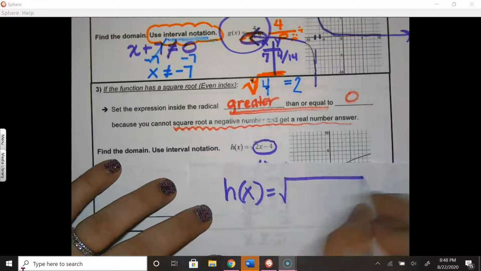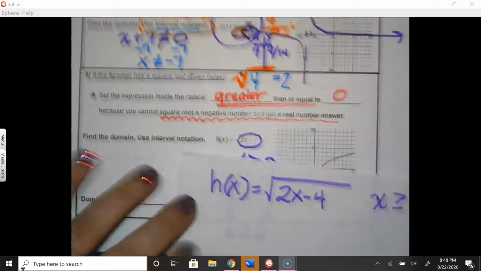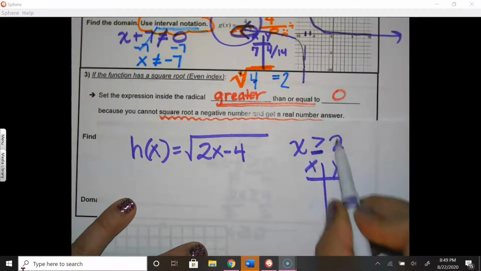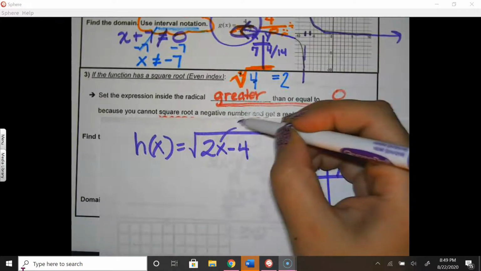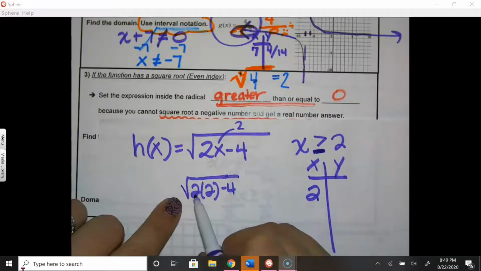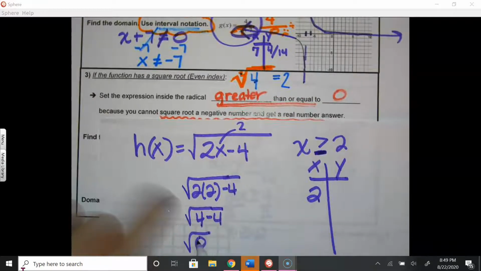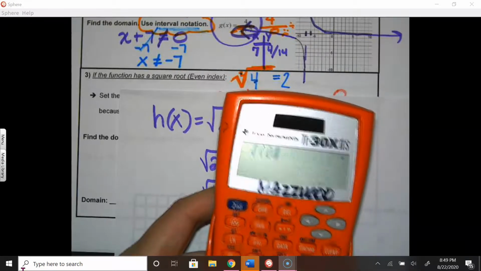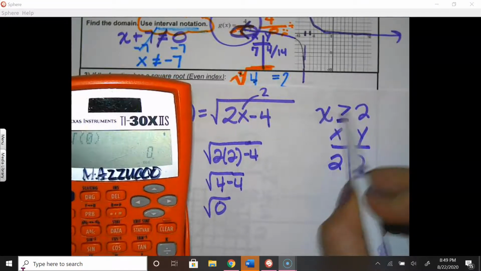So let's make sure we understand what that means. Here's our original problem, and we're saying that this is the domain. So any number, including 2, that's what this line means. If I put 2 in right here, I would get 2 times 2 is 4, minus 4 is 0. And the square root of 0, that's cool. We can do that. Square root of 0 has an answer. It's 0.